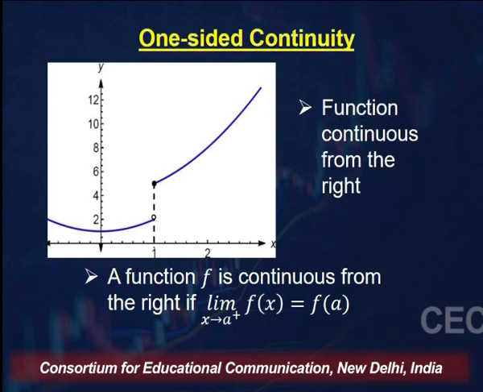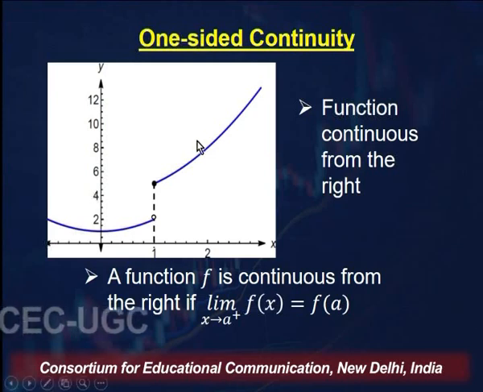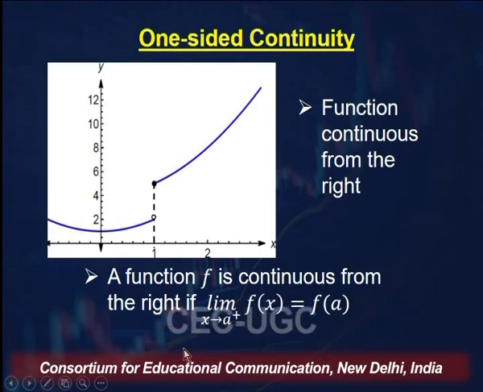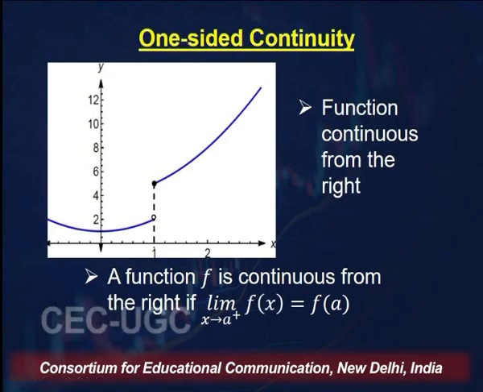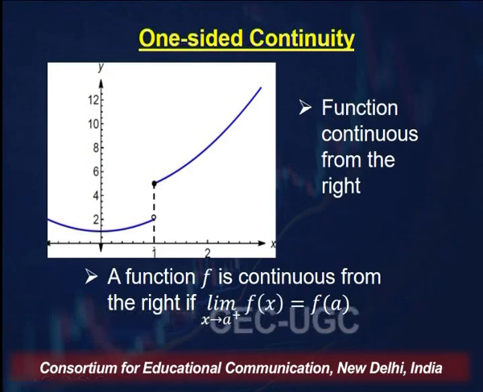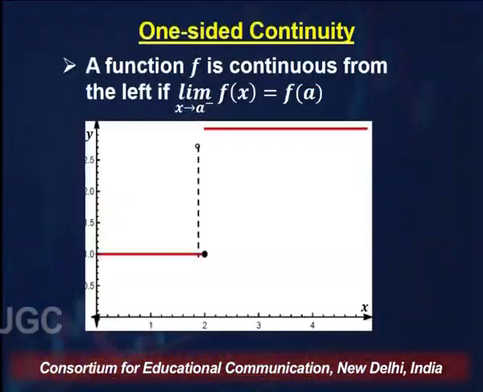So even though we can't talk of continuity in the generic sense, where we took a two-sided limit, we can still talk of one-sided continuity. In particular, we can say that the function is continuous from the right. Formally, a function f is continuous from the right if the limit of the function as x tends to a from the right is equal to the value of the function at that point. Similarly, we can talk of continuity from the left, where the limit of the function as x tends to a from the left is equal to the value of the function at that point.